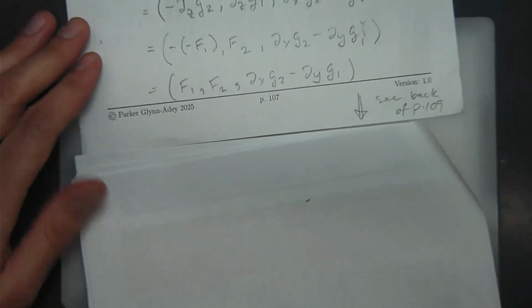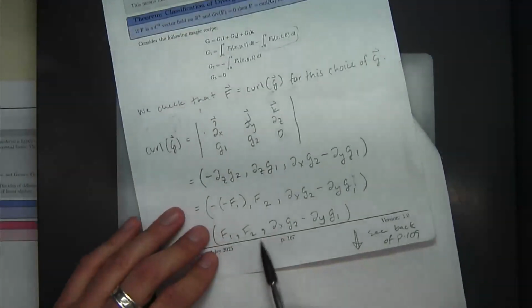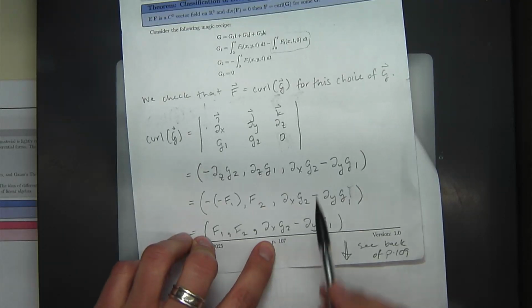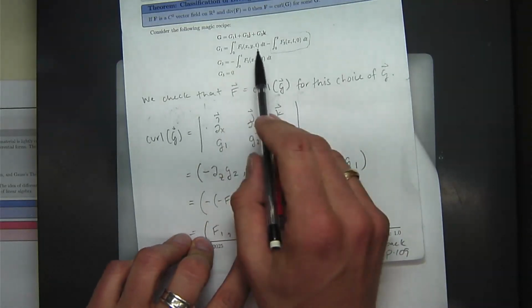Okay, so our last calculation is this mixed partial thing where we use both components of G1 and G2.